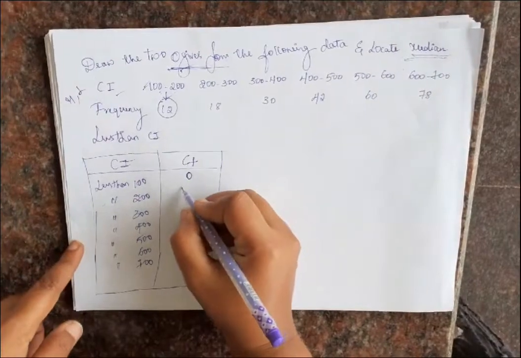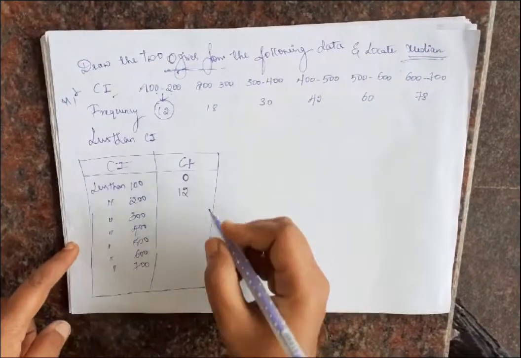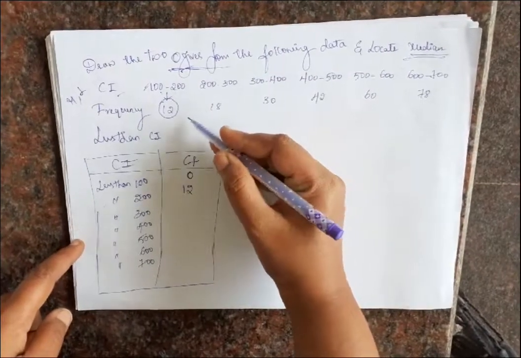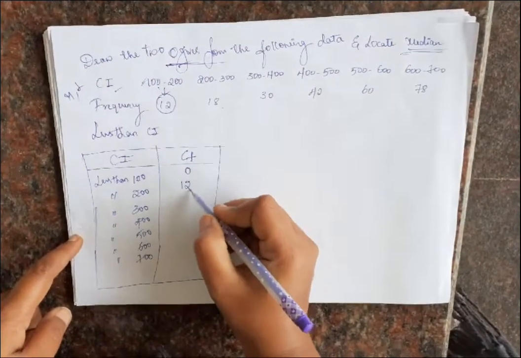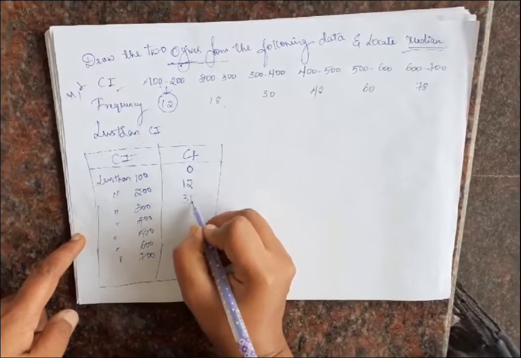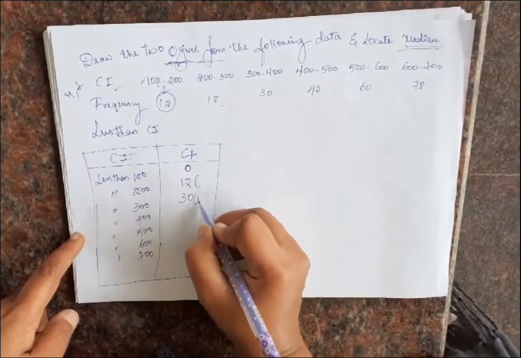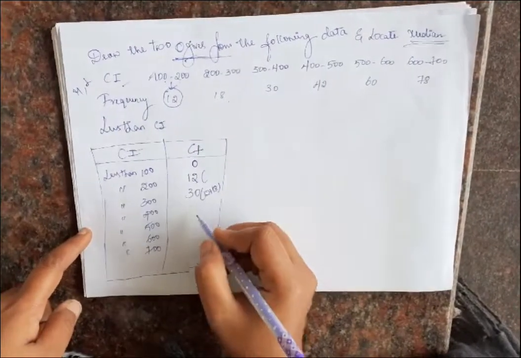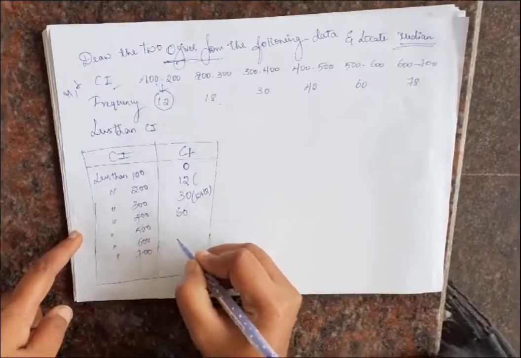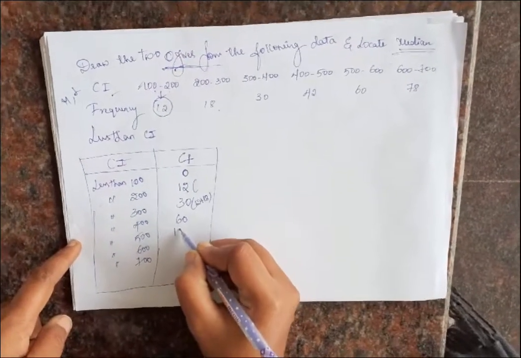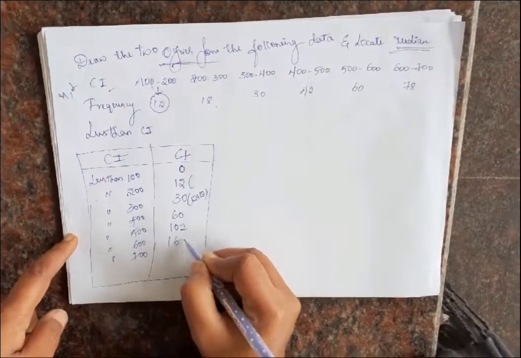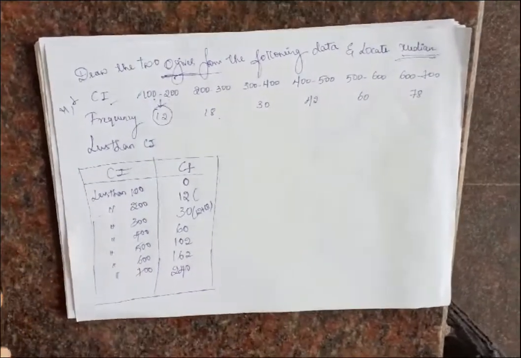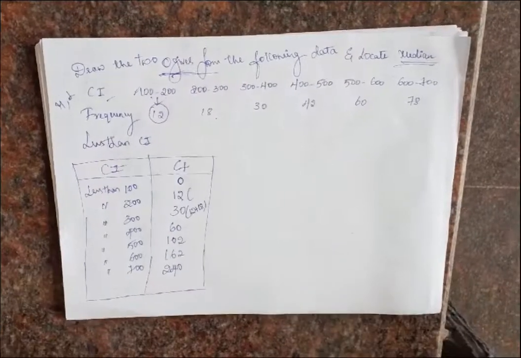For the next one you can write 12. Then as it is cumulative, you should add the frequencies. Then we have 18. 18 has to be added to 12, you will get 30. So how you get 30 is 12 plus 18. Then we have 30, you add it to 30, you will get 60. Then it is 102, 162, 240. So this is how you have to prepare the less than class intervals.